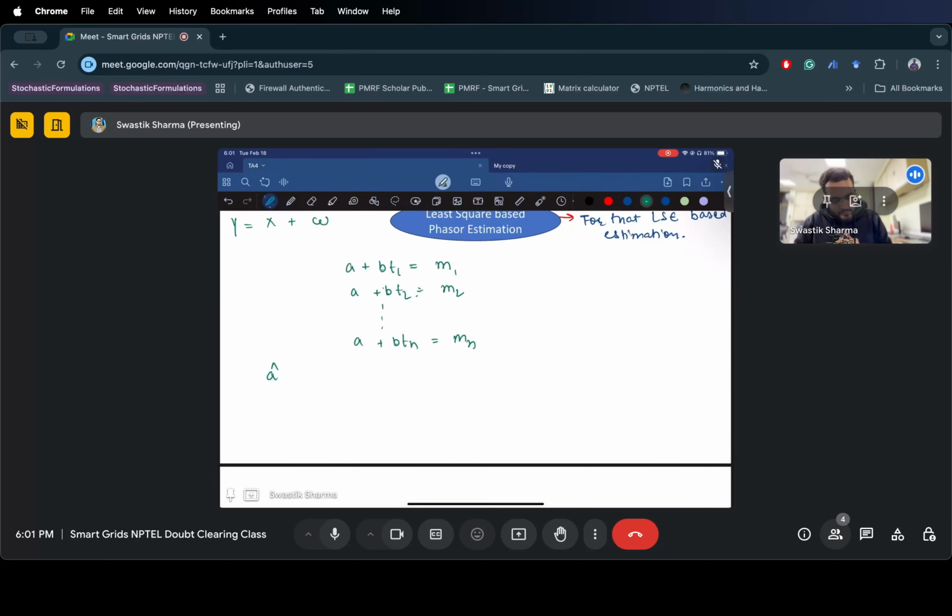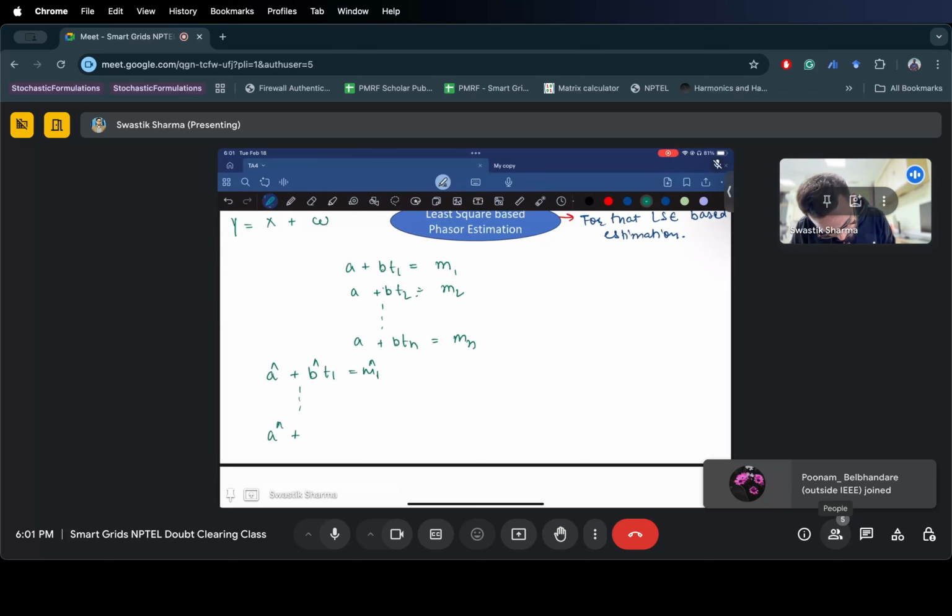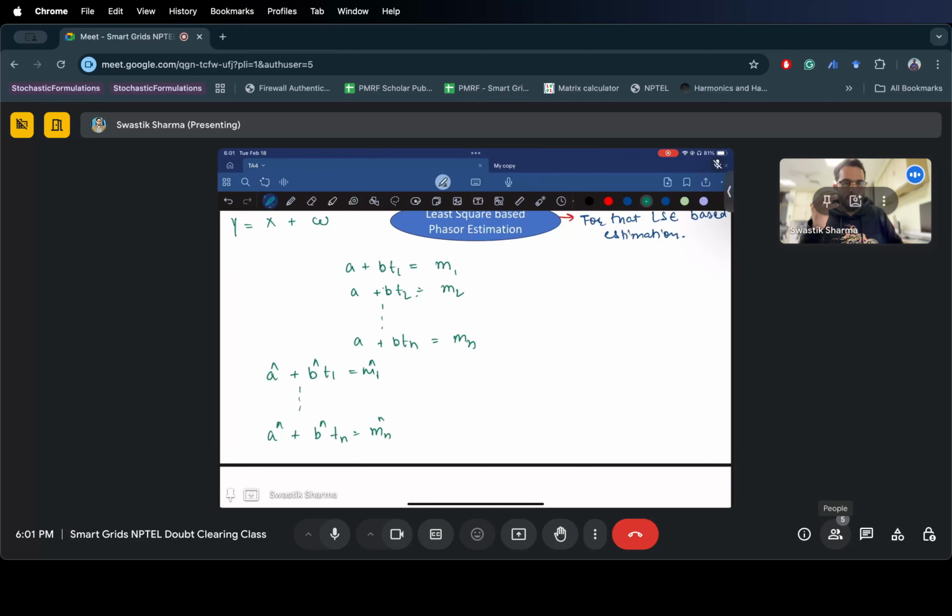So you estimated this A and you estimated this B, and you performed this again for multiple time steps. You did it for n time steps. Now, based on this, there will be some error from the original interpretation, from M1 to Mn. These M1 caps will vary by some extent, and that is called error.